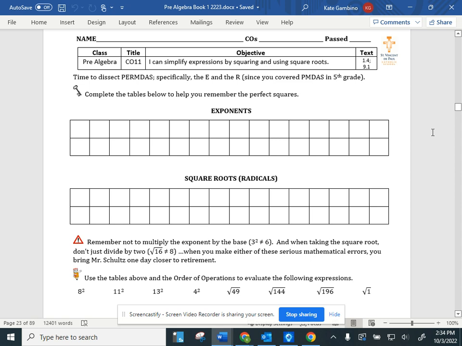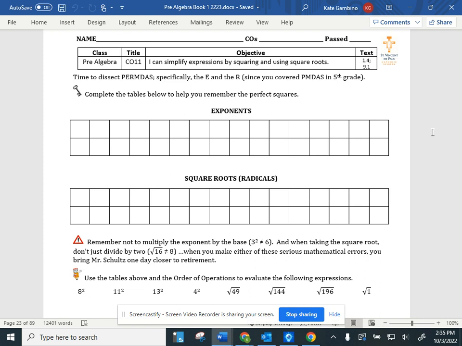Good afternoon. Today we are going to continue talking about PEMDAS with CO11. I can simplify expressions by squaring and using square roots. So we're going to dissect that PEMDAS a little bit. We touched on it a little bit yesterday, and we're going to talk a little bit more about it today with the E and the R.